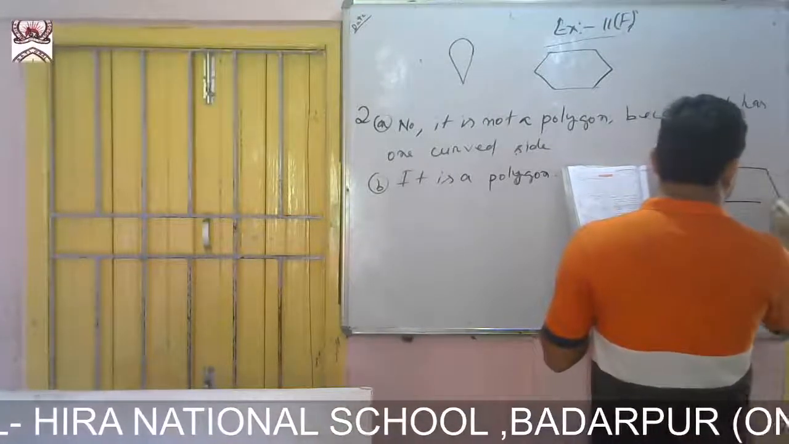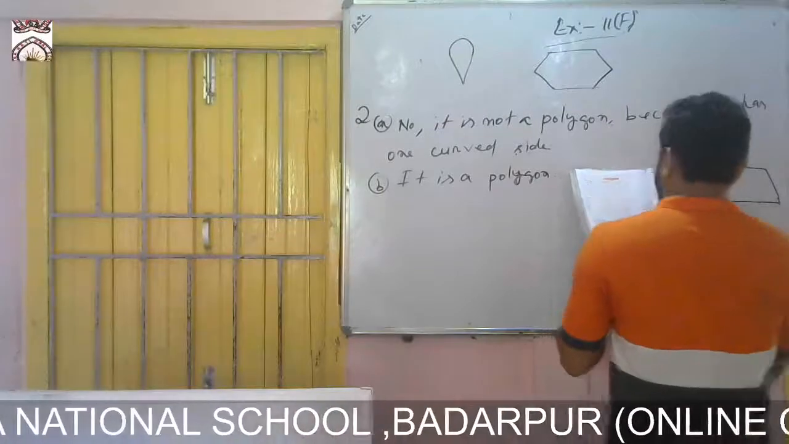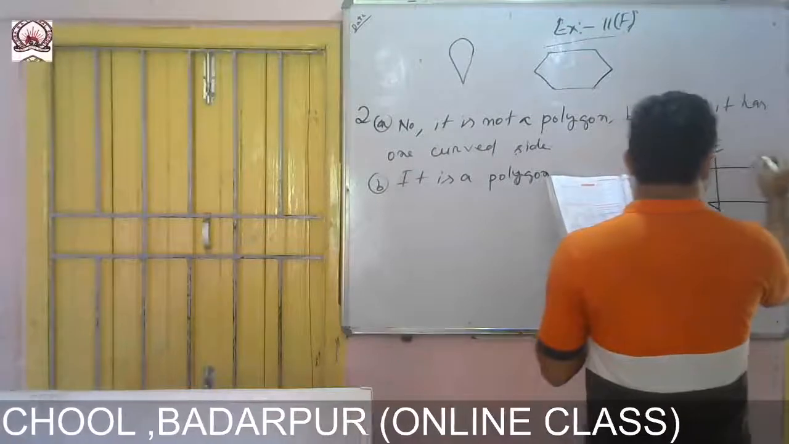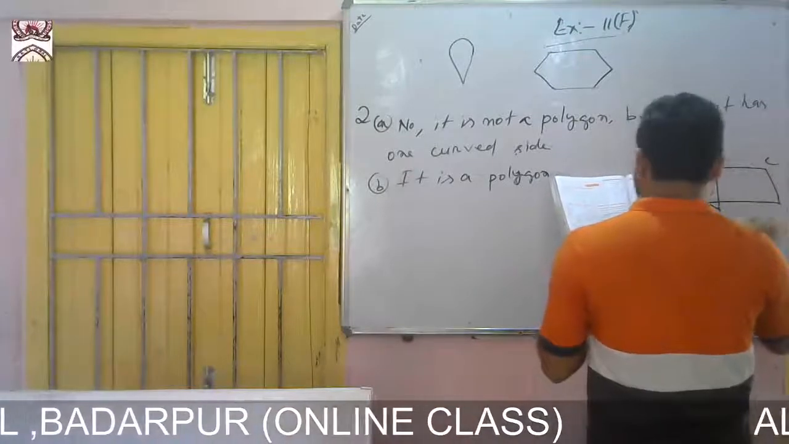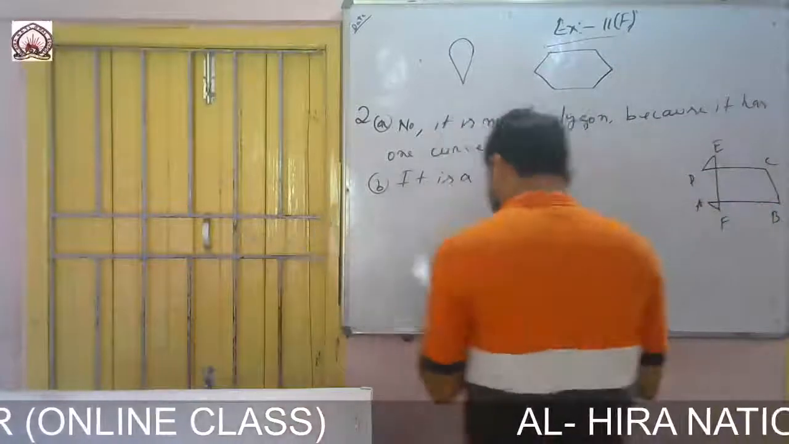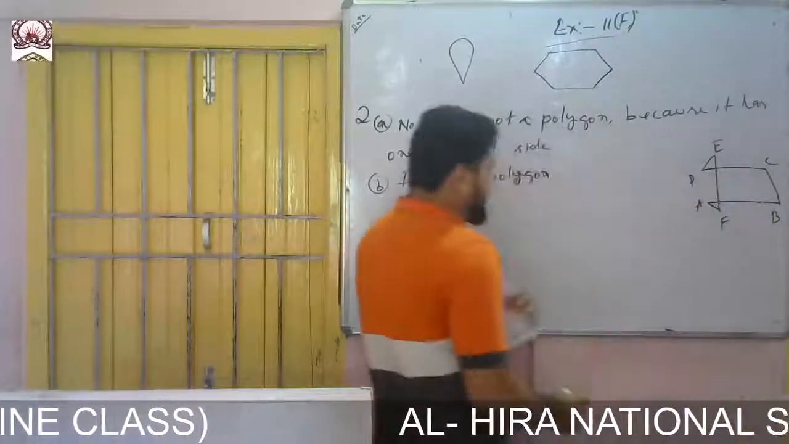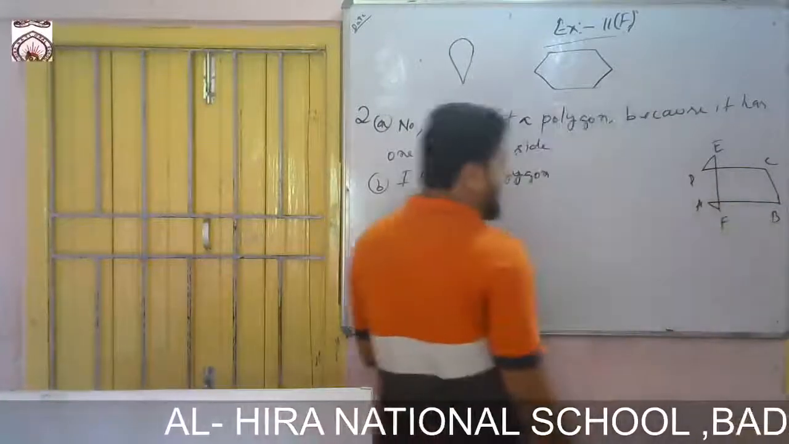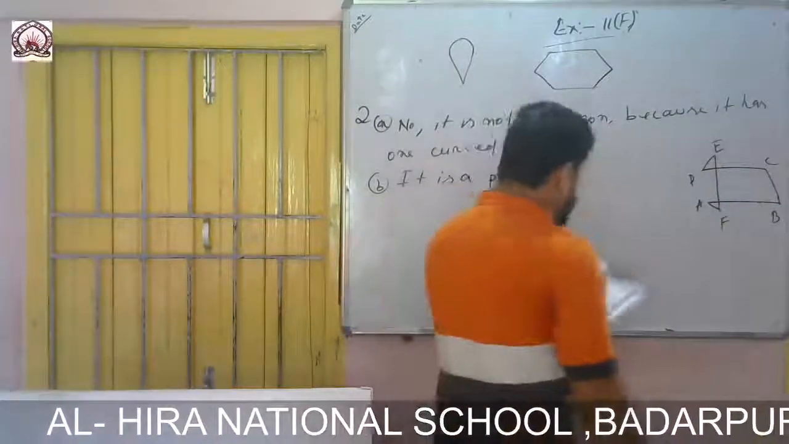It is a bit different. So A, D, E, C, F, B. So one thing you see here: you see AB and BD.